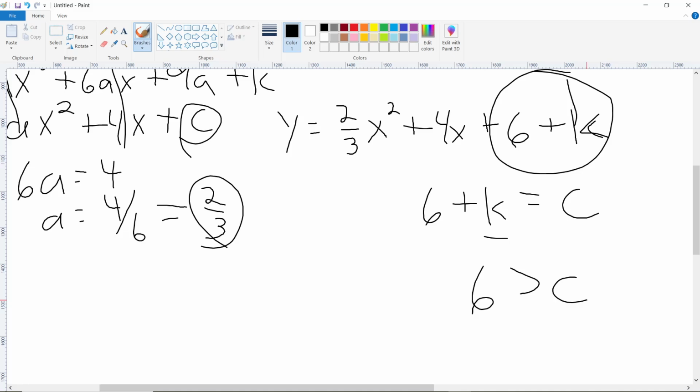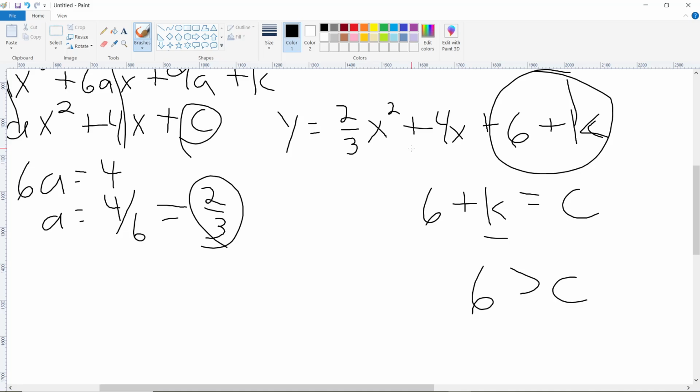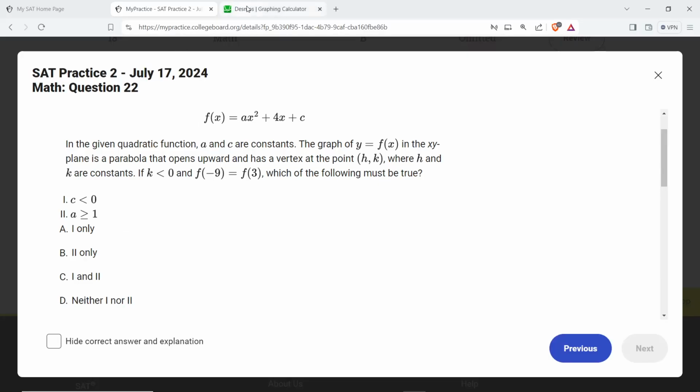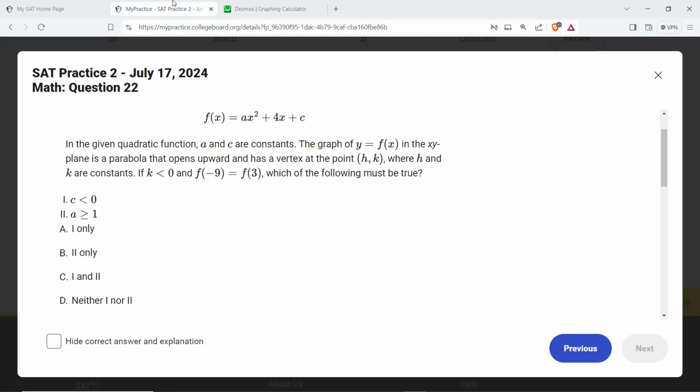Well, being less than 6 isn't less than 0. So 1 doesn't have to be true, which eliminates A. I've already eliminated B and C, the ones that include item number 2. So the answer is D, neither 1 nor 2. So I could get it exactly by doing the math. I think on Desmos, I get it close enough to be able to answer it and say it's neither 1 nor 2, which is option D.